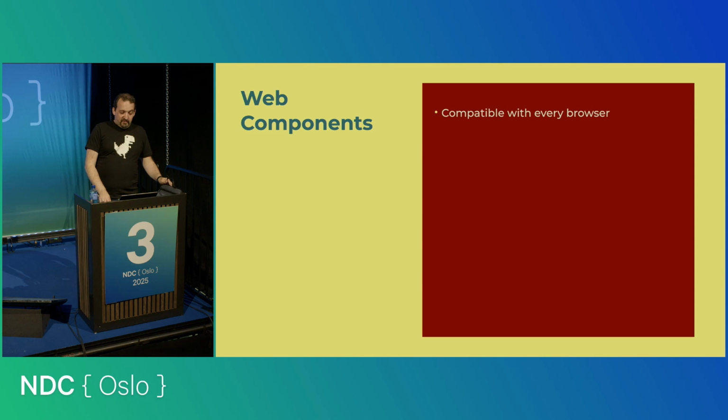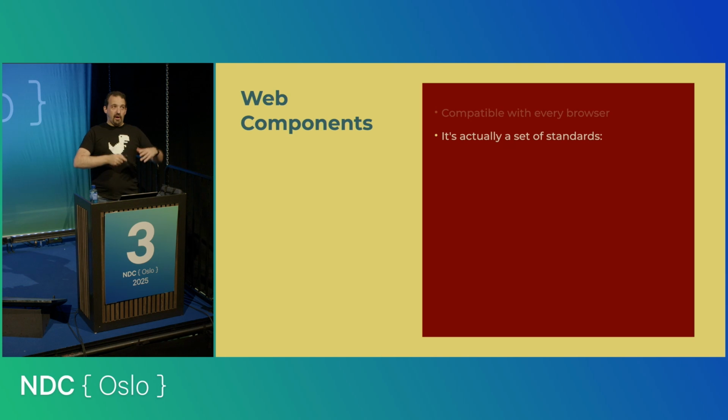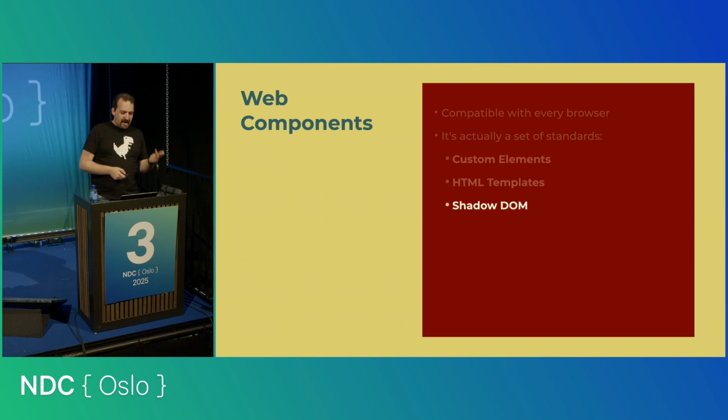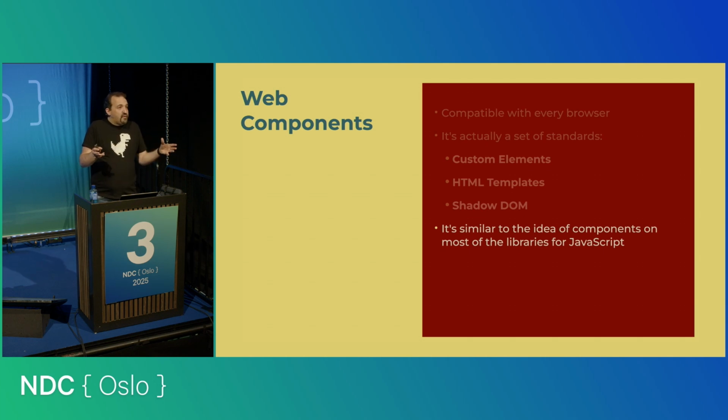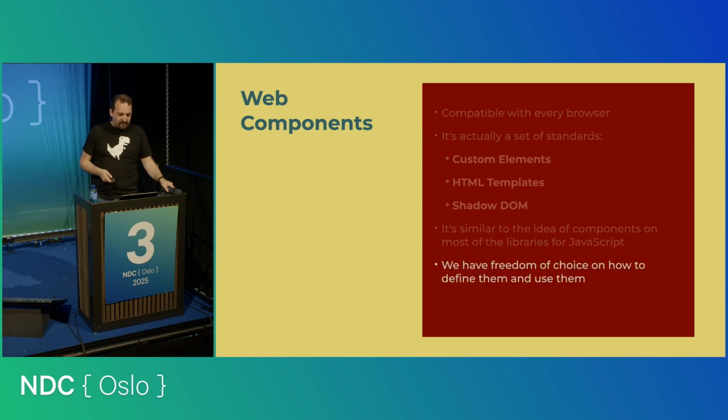So right now, this set of APIs is compatible with every browser, so we don't have any compatibility issues. It's actually a set of standards or specs, not one. And you can use all of them together, or you can just use the one you prefer. We have custom elements, HTML templates, and Shadow DOM. So we will get with some example of each of those. And it's similar to the idea of components that you have on other libraries or frameworks.